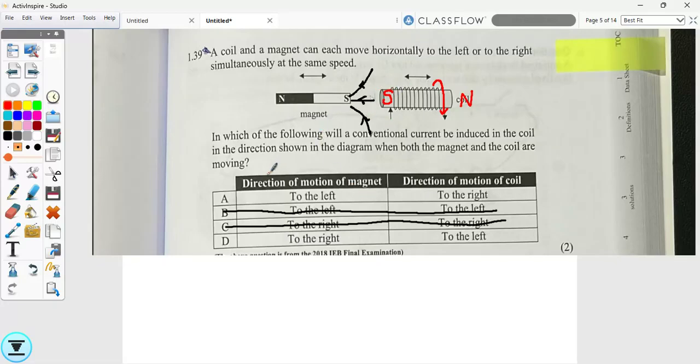So now we can look, they're asking about the magnet. So the magnet is being pushed to the right. So the answer then should be D. Happy? Okay.